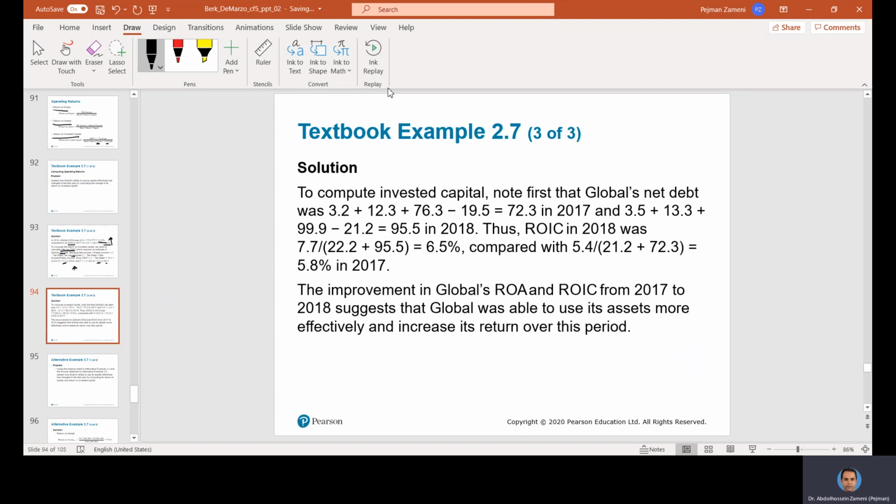To compute invested capital, note first that Global's net debt was 3.2 plus 12.3 plus 76.3 minus 19.5, equal to 72.3 in 2017 and 95.5 in 2018. Thus, return on invested capital in 2018 was 6.5% and in 2017 it was 5.8%. The improvement in Global's return on assets and return on invested capital from 2017 to 2018 suggests that Global was able to use its assets more effectively and increase its return over this period.